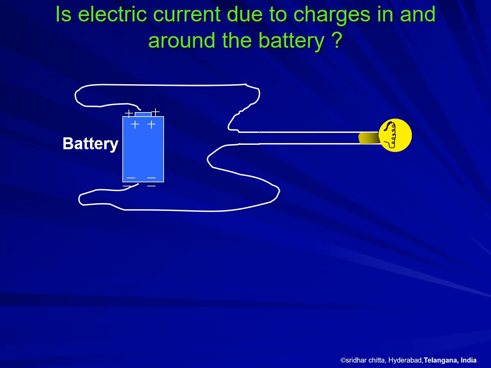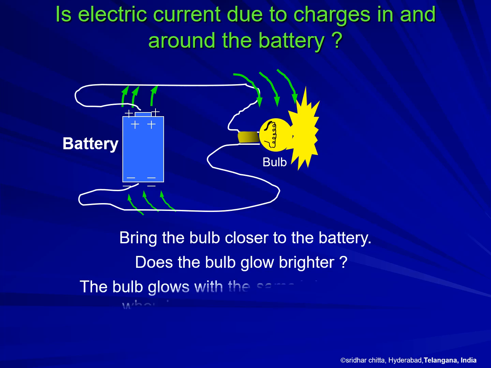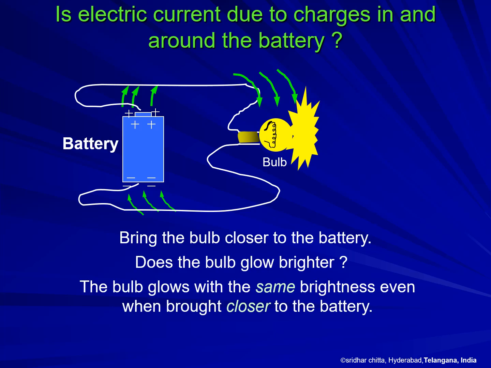Is electric current due to charges in and around the battery? Bring the bulb closer to the battery. Does the bulb glow brighter? The bulb glows with the same brightness even when brought closer to the battery.